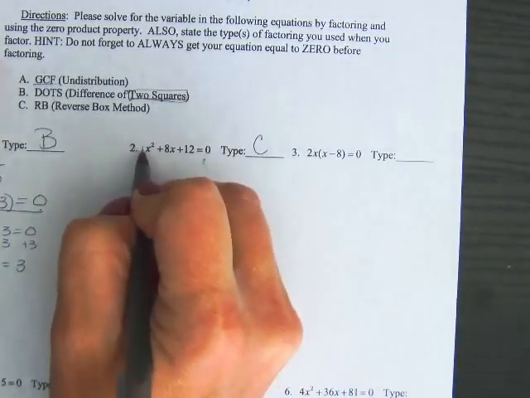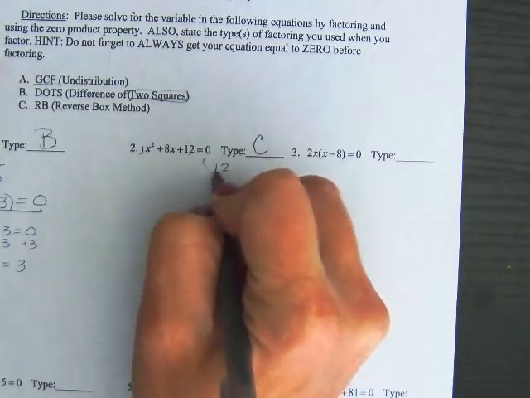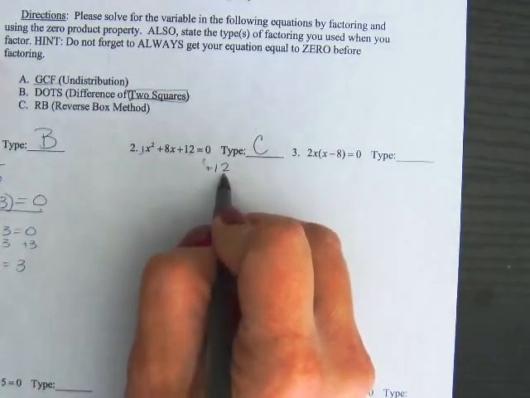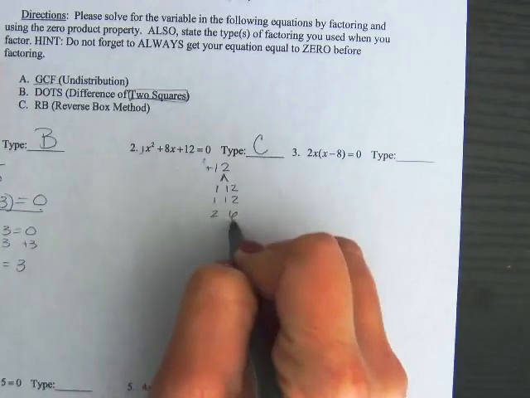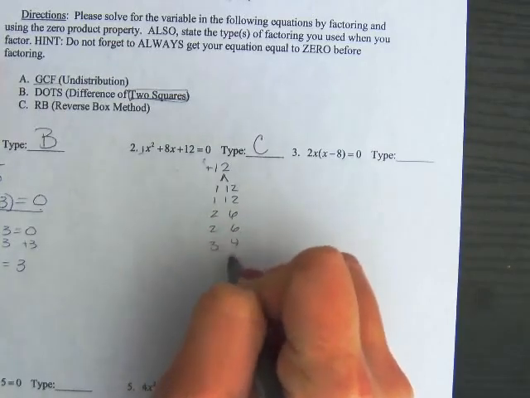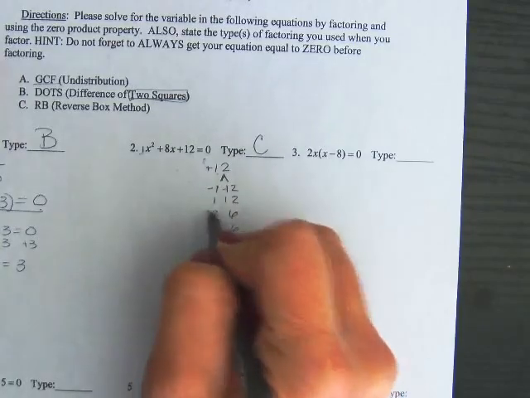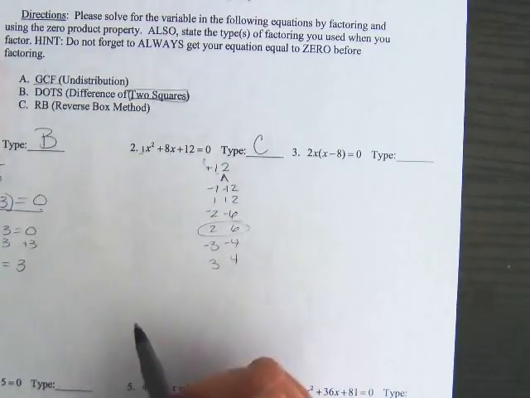That means I multiply A times C, which is 1 times 12. I get positive 12, and I find the factors of 12 that add to my middle term. 1 and 12, 2 and 6, 3 and 4. 12 is positive, so my pairs agree. I have a negative set and a positive set. And the ones that add to 8 are 2 and 6.